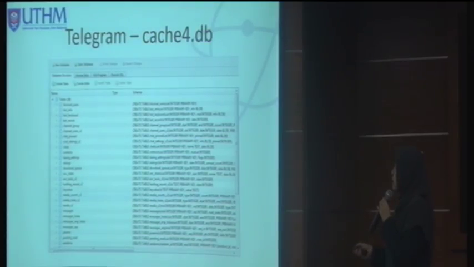If we expand the message table, then we can get these attributes. We have the ID, key remote ID, key ID, the time, the media size, and so forth, the data, and the timestamp. All right, and this is for Telegram. Same thing.